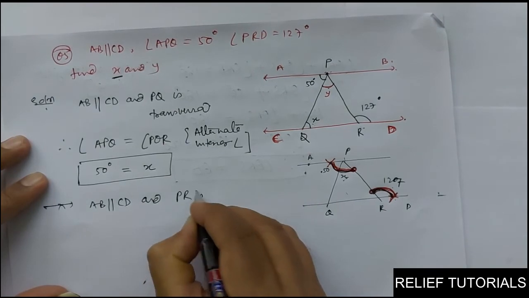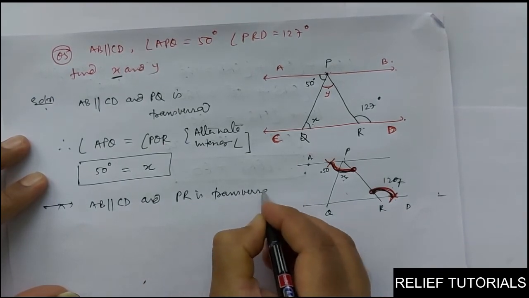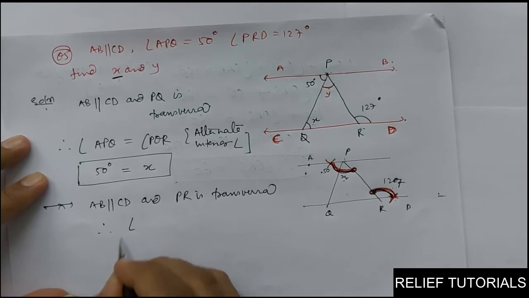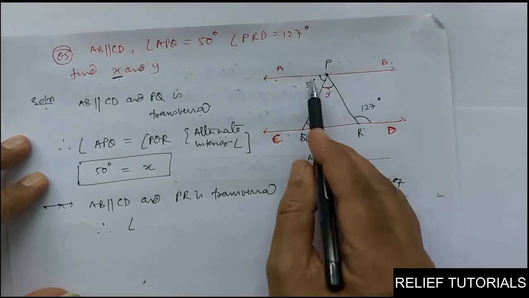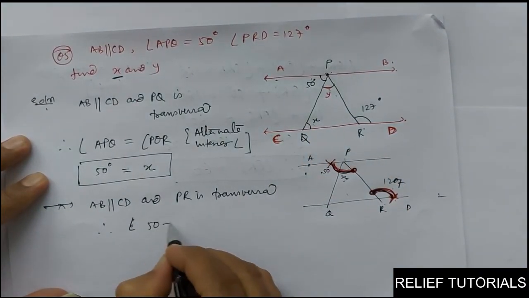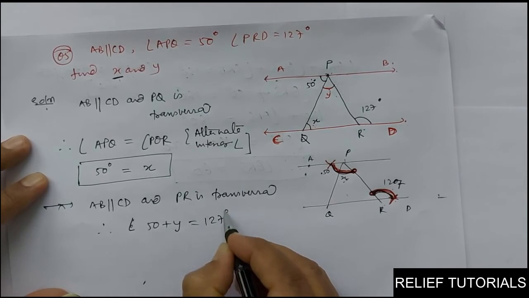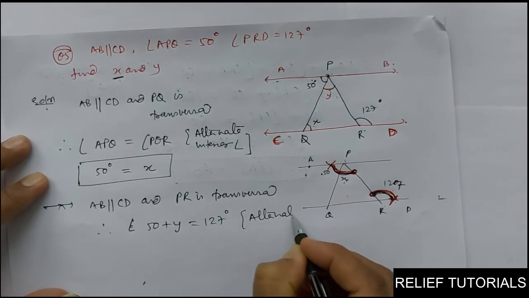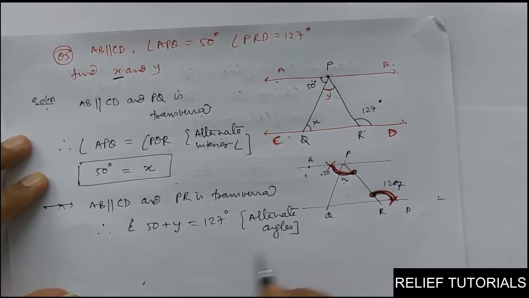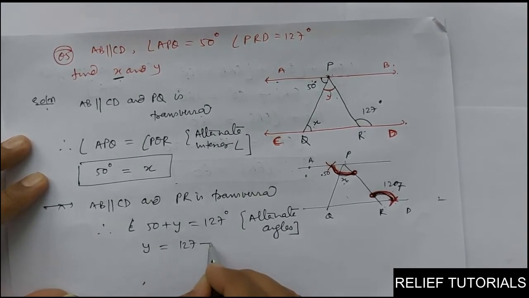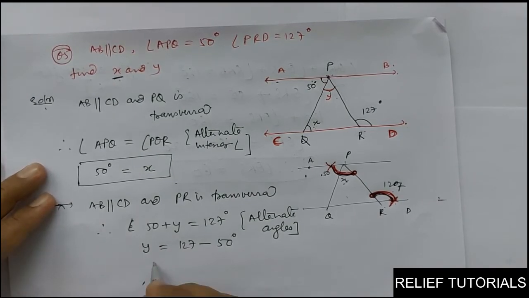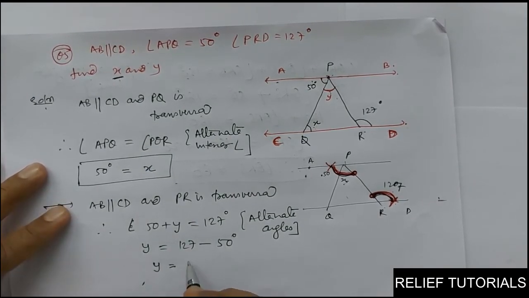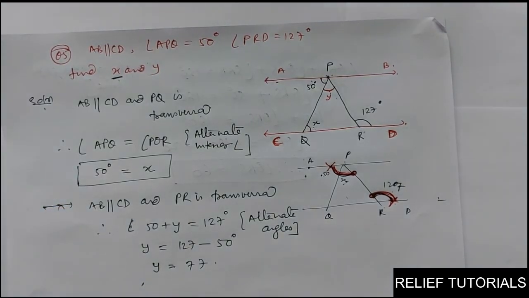And PR is transversal. So therefore you can write angle 50 plus y. 50 plus y is equal to 127. Reason, alternate angles. So y is equal to 127 minus 50. So y is equal to, here you will find out it is 77. So we got y.